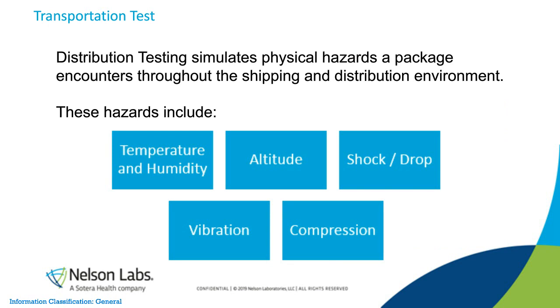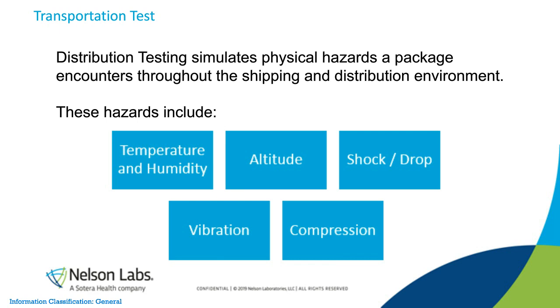Distribution testing simulates hazards that are typically encountered in a distribution setting. A package will see various temperature and humidity extremes as it's stored and moved in long-haul trailer trucks. Altitude changes, as packages are transported in unpressurized aircraft or over mountain passes, put internal stresses on the package seals. Shock or drop events cause damage as packages impact hard surfaces.